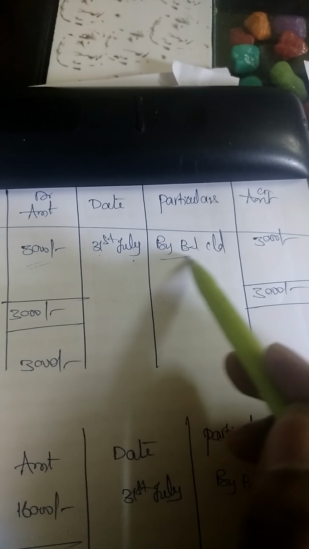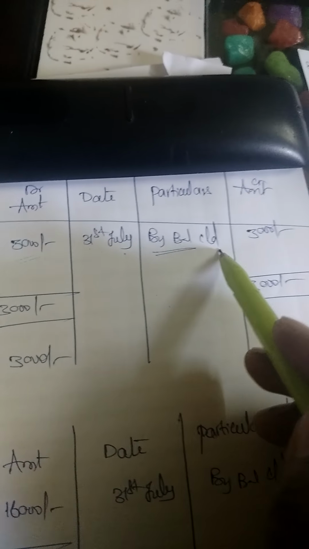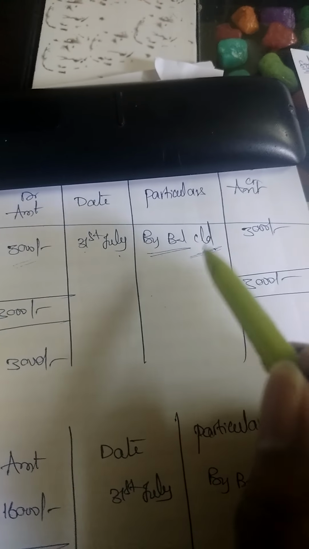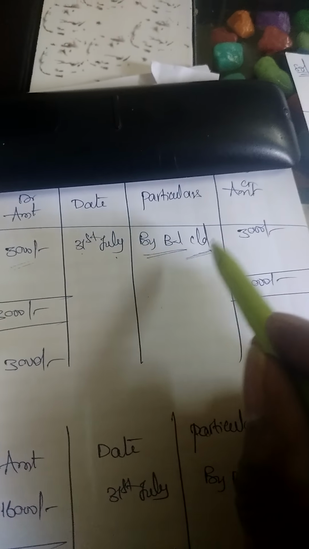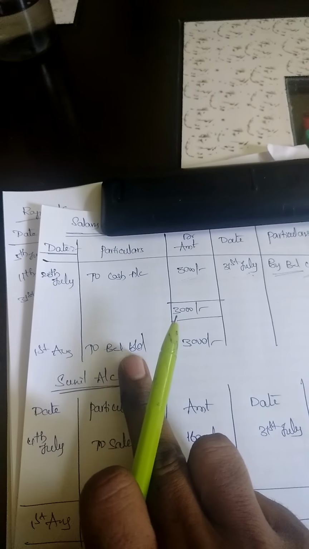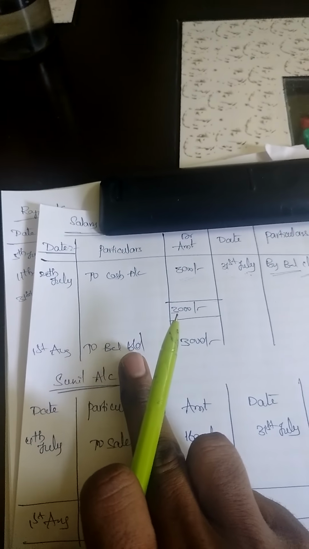We have to post the transaction like by balance. Why? Because no transaction is there with to salary. So we have to write only the balance, like the furniture account. We have to write the balances always on the last day of the month, that is 31st July, by balance carried down, 3,000 rupees. The same amount we have to write on both sides, and this balance we have to carry down to the next month's transactions. So the company should start their salary account with the balance amount 3,000, then they can continue the remaining transactions they have under the salary account.